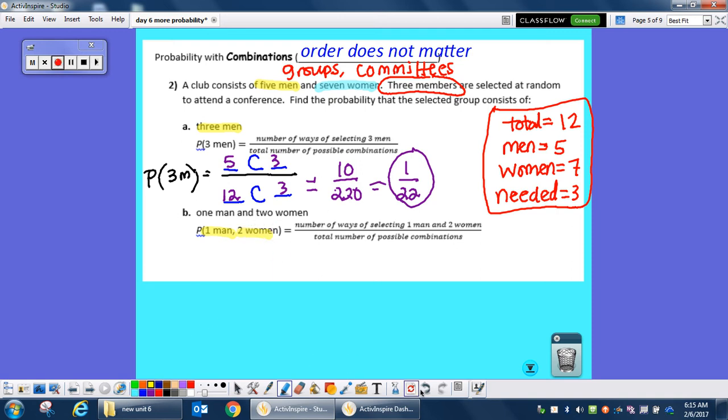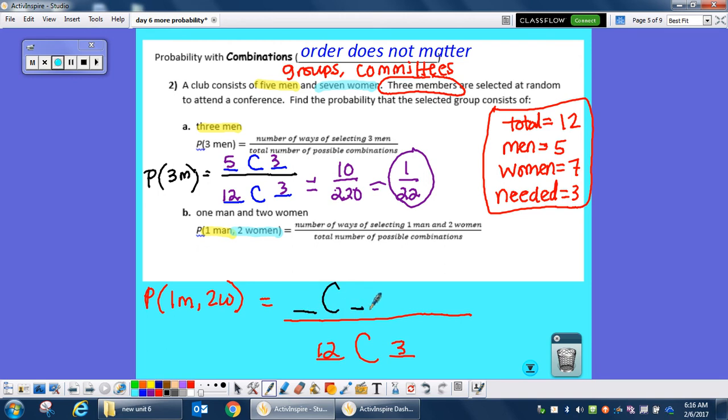So this is going to change things a little. We're going to have 2 numbers at the top. So I'm going to write this as probability of 1 man, 2W. All right, well, we already know the bottom of our fraction is the total number of possible outcomes. And that's the same as before. You have the 12 total, and you still need 3. So now you're going to do a separate scenario for men, and then you're going to multiply it by the scenario for women. So if you need to label that, this is going to be men, and this is going to be women.